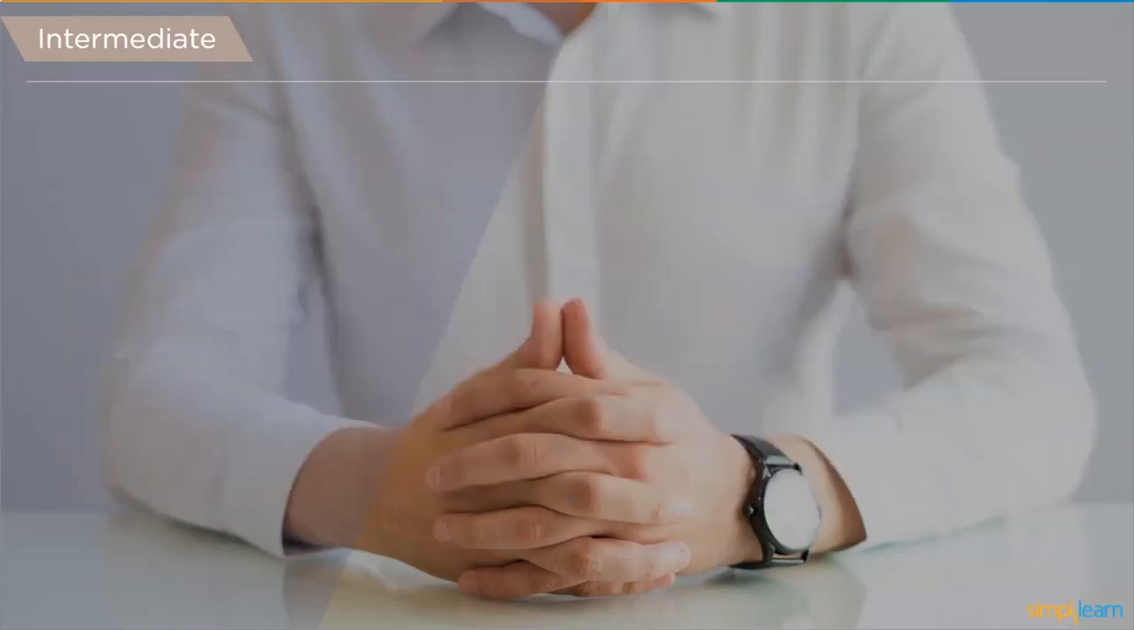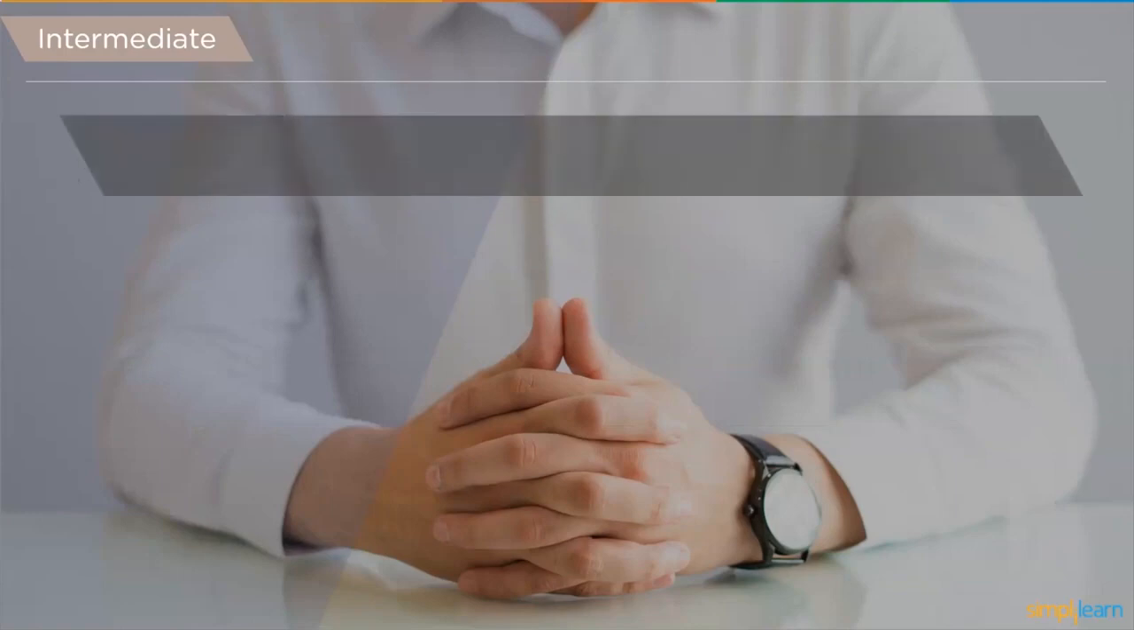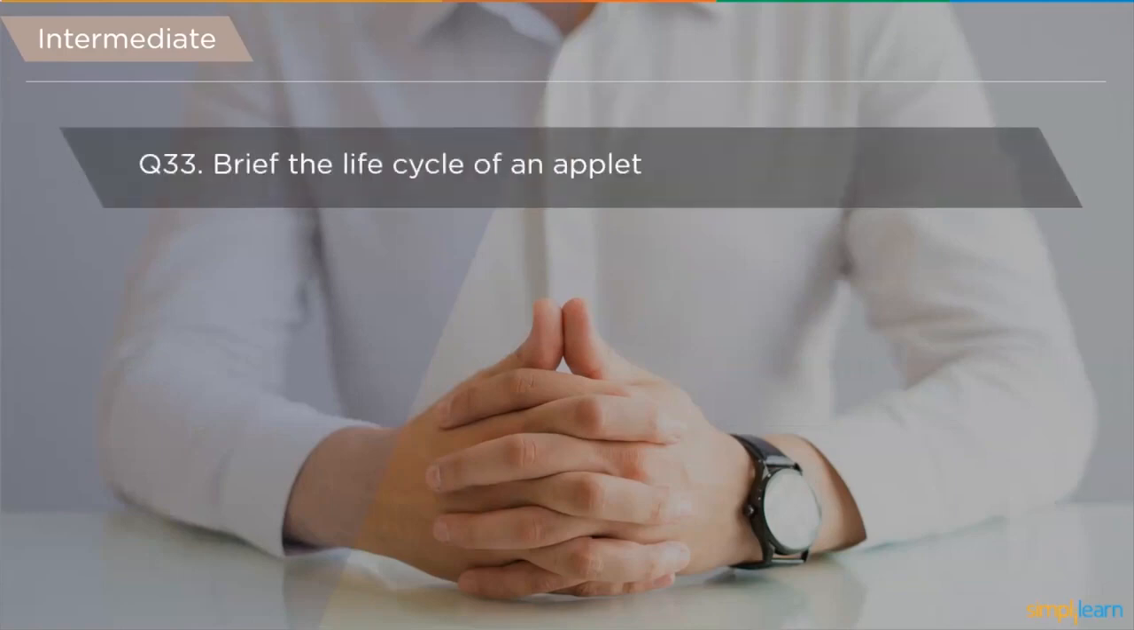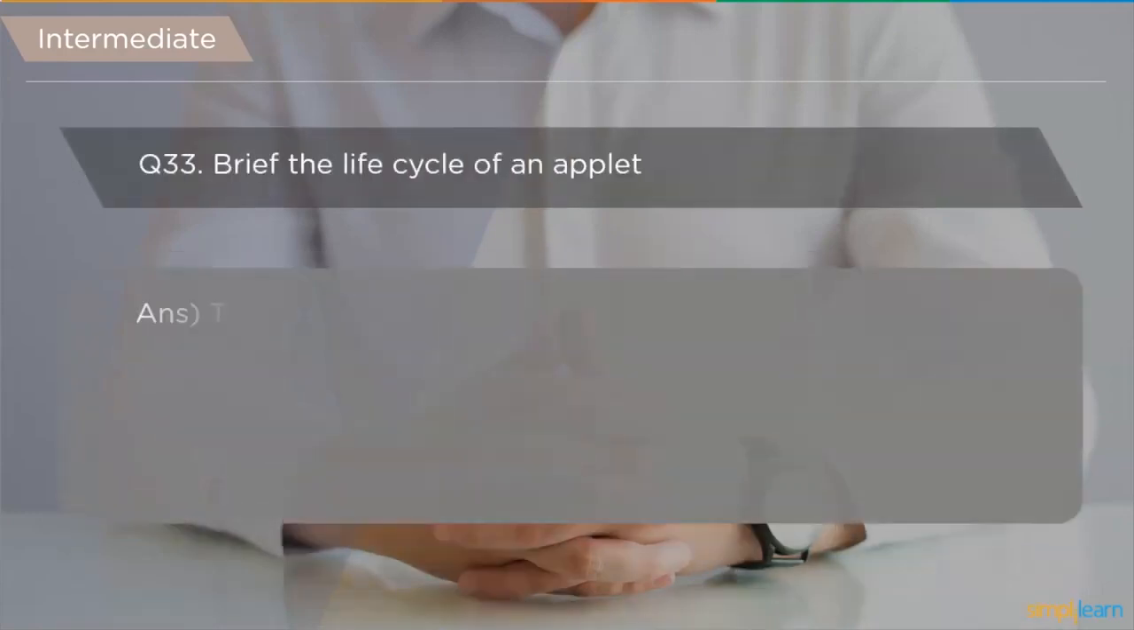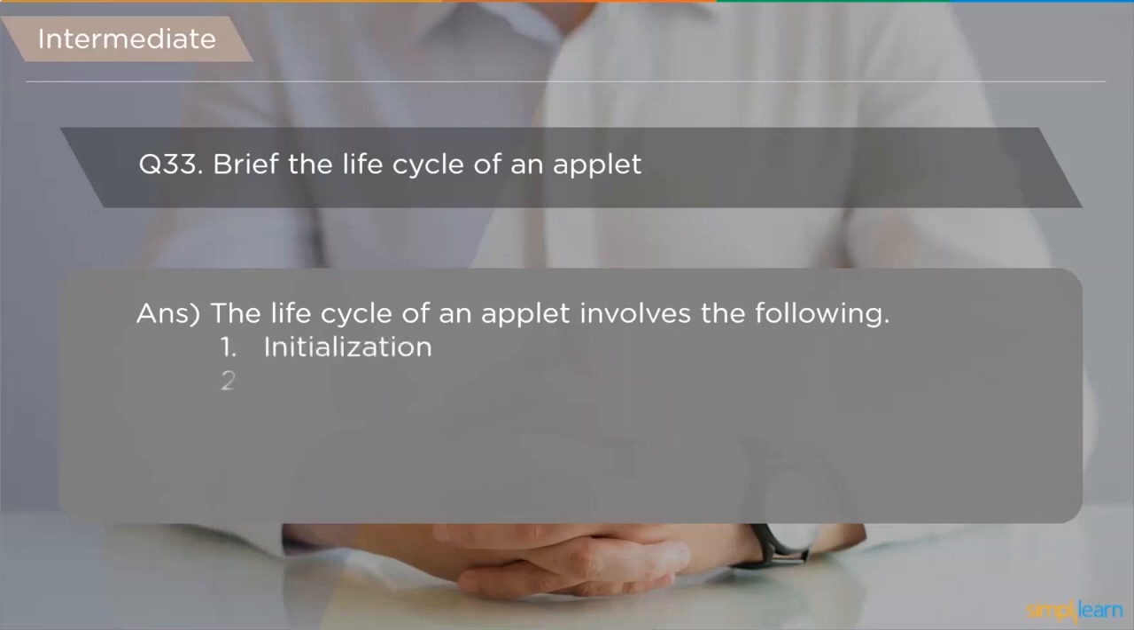Now followed by that, let's have the 33rd question. Brief the life cycle of an applet. So the answer for this question is, the life cycle of an applet basically involves the following stages. The first stage is the initialization stage, next is the start stage, third is the stop stage, fourth is destroy, and finally we have paint.